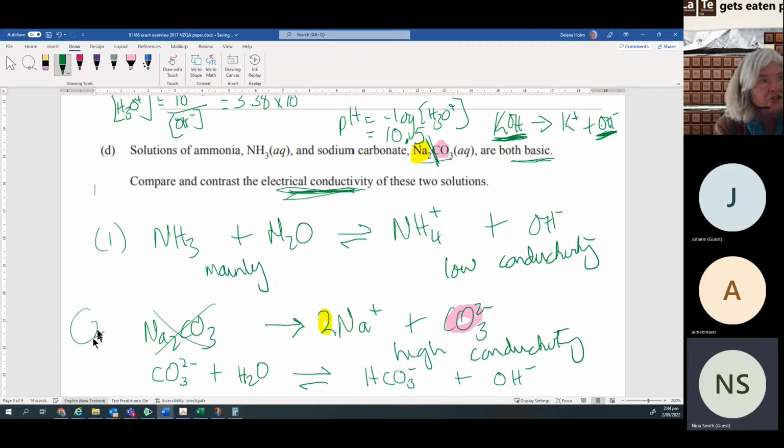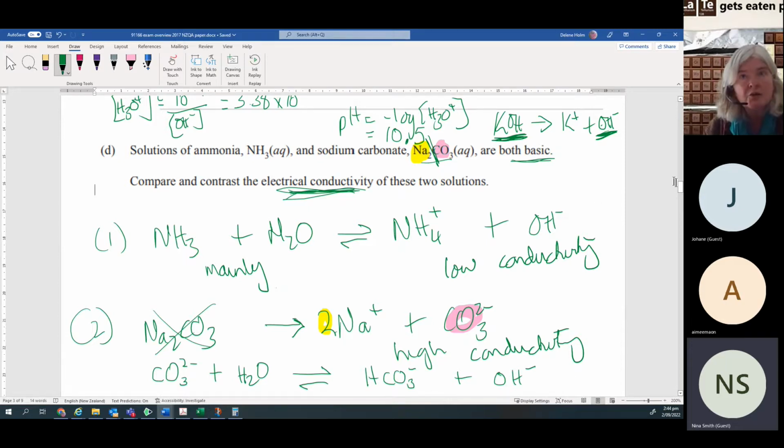But here in equation 2, the reaction goes to completion. So I've only got ions in solution, and therefore I've got a high conductivity because I've got lots of ions. And then if you like, you could say some of that carbonate does react with water to form more ions like this, which actually increases the conductivity, because out of that one ion of CO3 2 minus, I'm actually making 2 ions. So I've got even more conducting species.